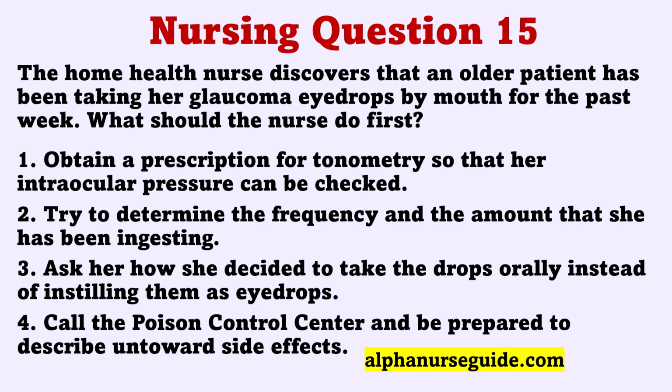The correct answer is 2. Try to determine the frequency and the amount that she has been ingesting. Try to find out the amount and frequency that she has been taking the drops by mouth. This information will be needed when calling the ophthalmologist or poison control. A good follow-up question is to try to find out why she is taking the drops by mouth. She may be very confused, or there may have been an error of omission in patient education by all healthcare team members who were involved in the initial prescription.